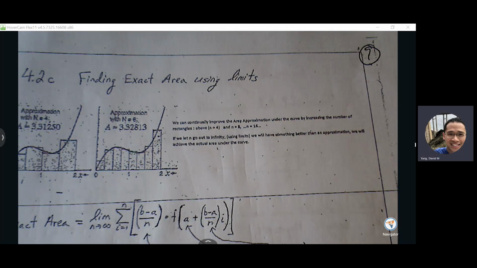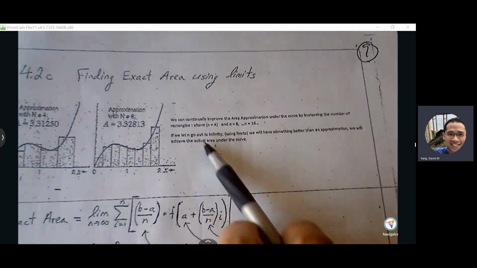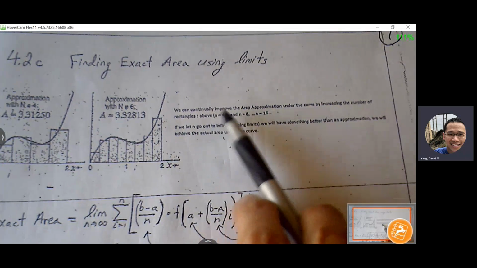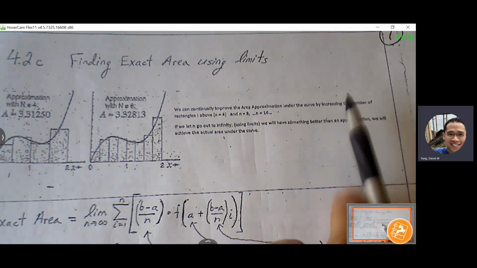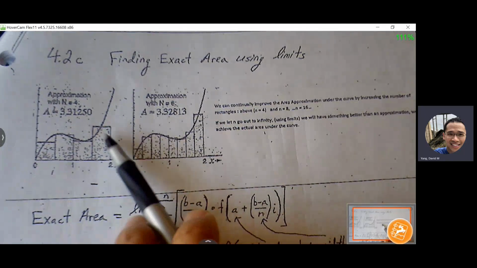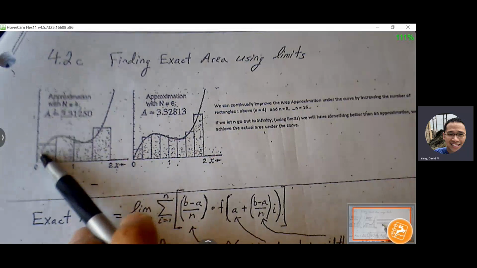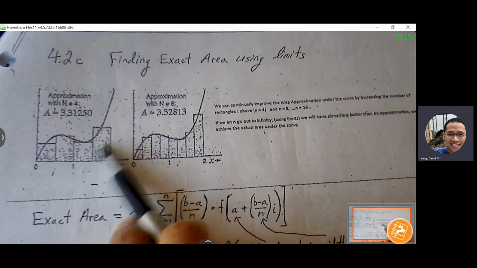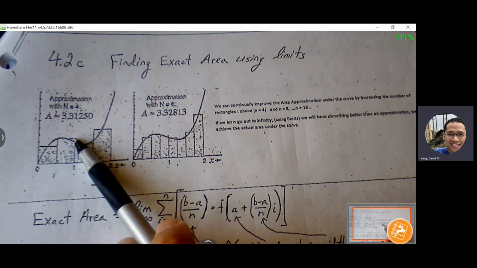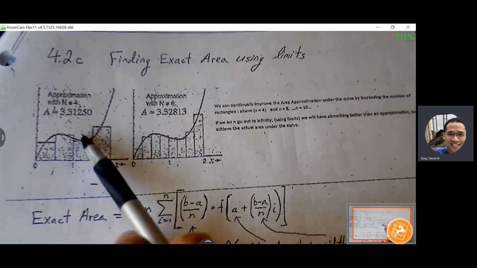So far, we've just been using relatively few rectangles to approximate the area, right? 2 or 3 or 4 rectangles. But the idea here is that we can continually improve the area approximation under the curve if we increase the number of rectangles. So let's say we're taking this region and using 4 rectangles. It's not a bad approximation, right? It'll give us an idea what that area is. But you can see that there's quite a few gaps, so it's not matching exactly what the area is.